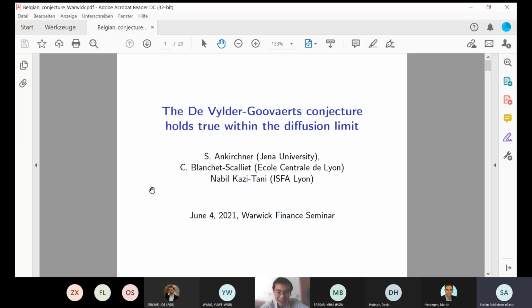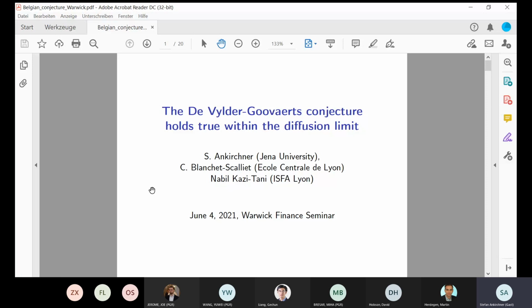So, it's a topic from actuarial sciences. The conjecture is a conjecture about a modification of the classical model from ruin theory, and this is how I want to start this talk. I briefly want to recall this classical model.